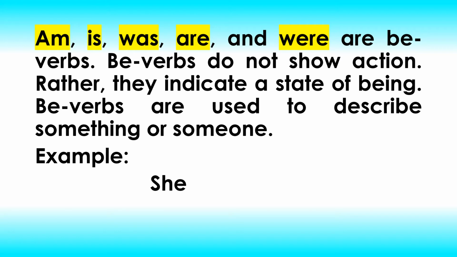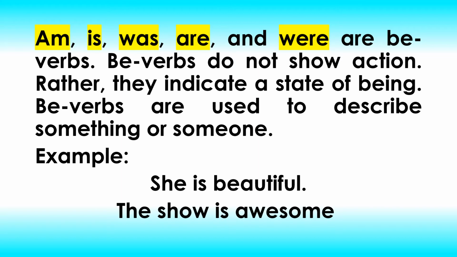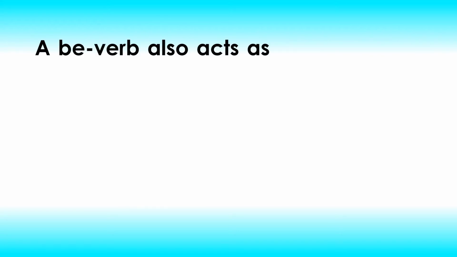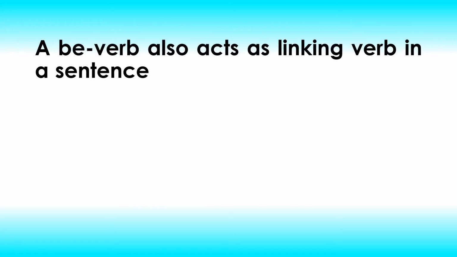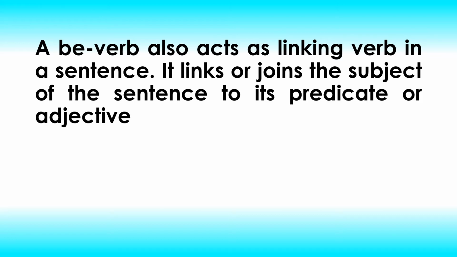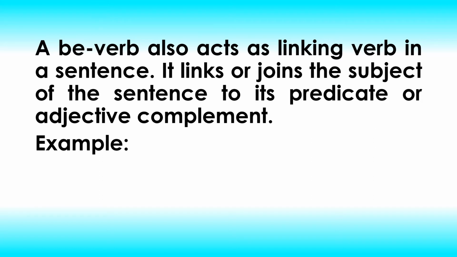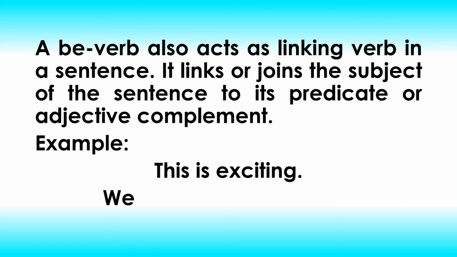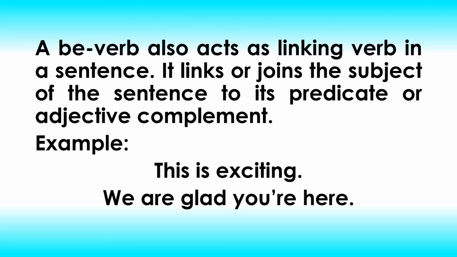Example: she is beautiful. The show is awesome. A be-verb also acts as linking verb in a sentence. It links or joins the subject of the sentence to its predicate or adjective complement. Example: this is exciting. We are glad you're here.